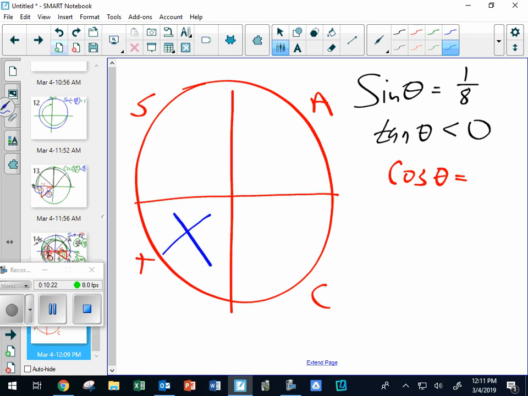I'm going to just do this. Make sure you're not drawing them there because sine has to be positive. So therefore, you have to be in one of those upper spots.